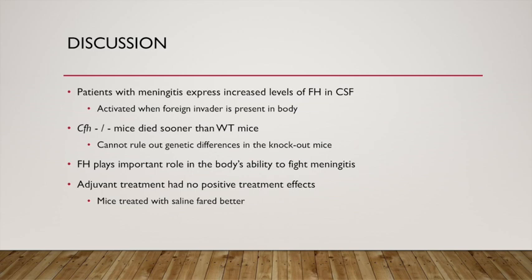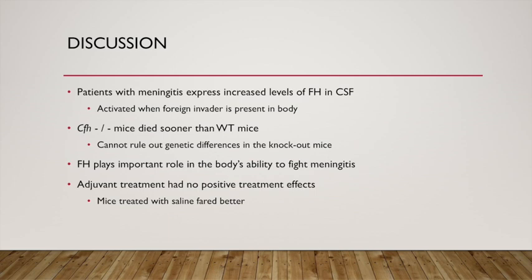Furthermore, our mice who did not have the CFH gene and therefore were unable to express factor H in their body died a lot sooner than the wild type mice. We cannot rule out any genetic differences between the mice because these mice were donated from a third party in order to save some money. However, the findings from this study show that factor H plays a crucial role in fighting off foreign invaders and pathogens, at least for a bacterial meningitis infection.